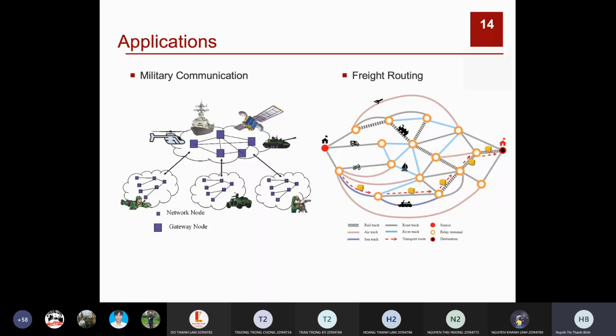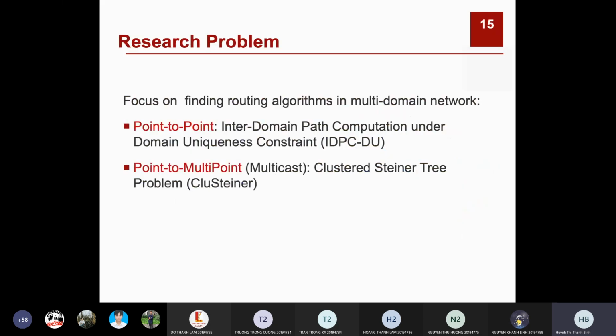another interconnection point you can change. You use air track. For example, you can use several domains for the transportation, and then you will reach the destination. So the question is how to make routing for you and how to make the schedule for you, so that you minimize the traveling time, or minimize the distance, or minimize the cost you have to pay for this traveling. Yeah. And here we focus on finding the routing problem in multi-domain network.